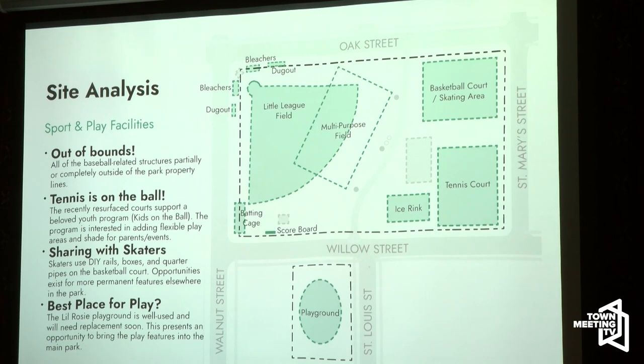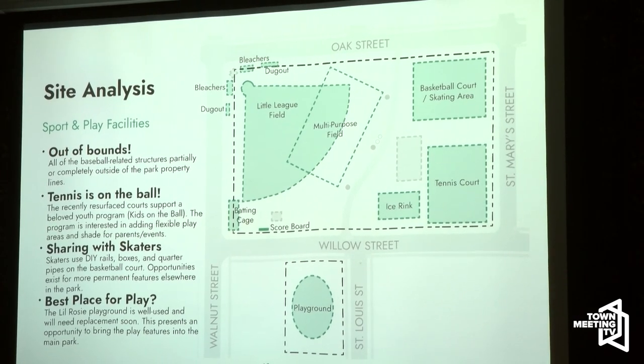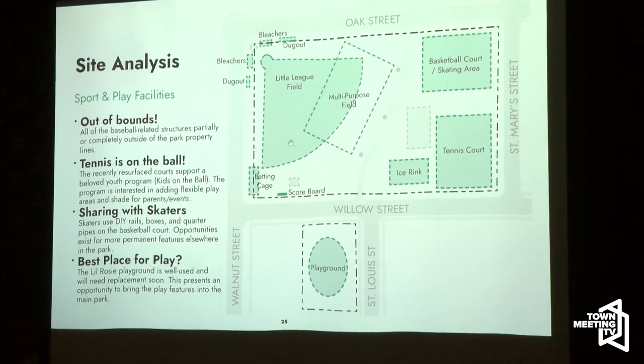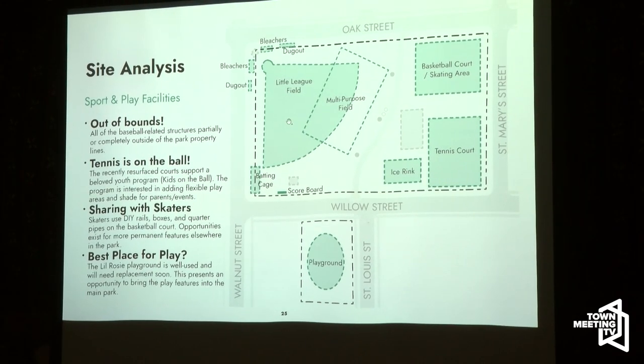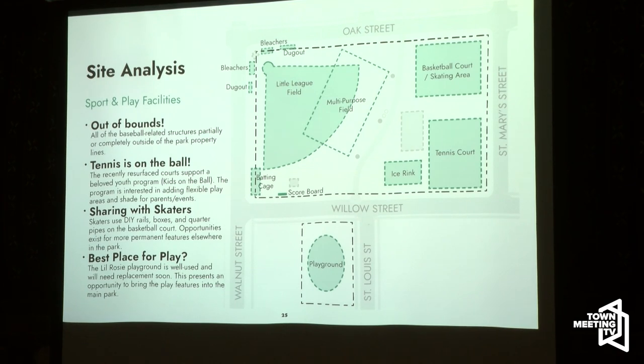Okay, this diagram is going to look in a series of drawings at the sports uses on site today. So first, one notable thing goes back to that property line issue. The baseball field is in the northwest corner of the park, and the bleachers, dugouts, batting cage are all either on the property line, straddling the property line, or outside the property line. So that's of note there.